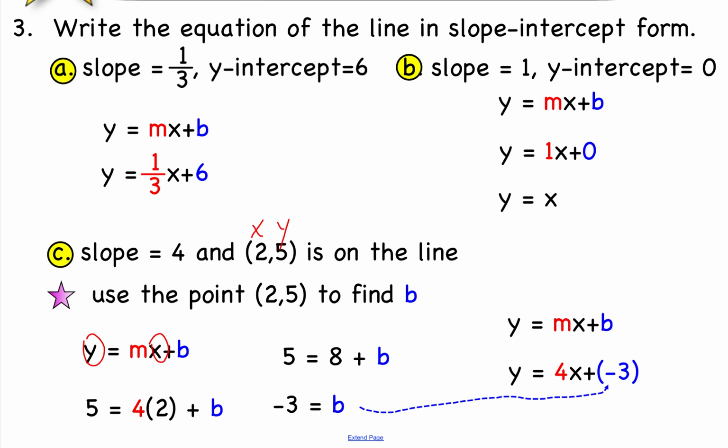Well, now that we know what b is, I went ahead and plugged that into our equation. So here's the piece of information we need. We know the slope is 4 now, and the y-intercept is negative 3. So those are our two pieces of information, so we can go ahead and write the equation of the line.